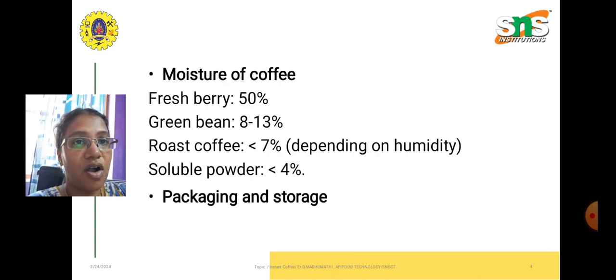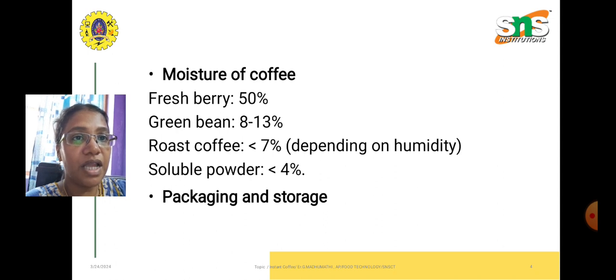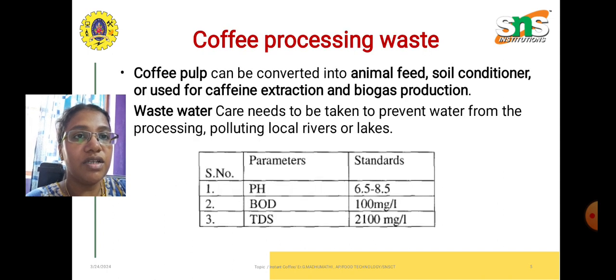So the moisture of the coffee is generally like in fresh berry, 50% moisture content is present. In green beans, 8 to 13% is present. In roast coffee, less than 7% depending upon the humidity. Soluble powder has less than 4% moisture content. Then packaging and storage of the coffee.